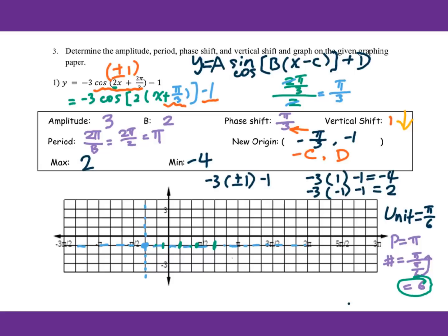Then go up 3, go down 3 because our amplitude is 3. 1, 2, 3. 1, 2, 3 here. Then check the pattern of this trig function. That's negative cosine pattern, which means this pattern. We need 5 points. 1, 2, 3, 4, 5.